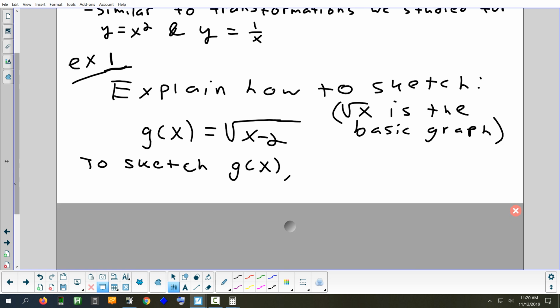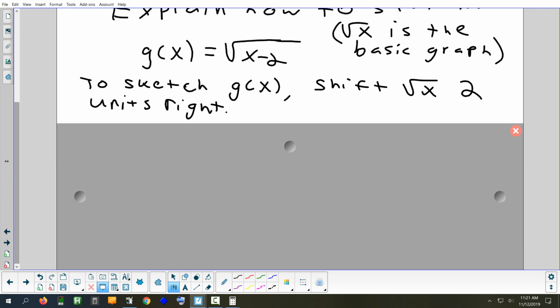Okay. So it's going to sketch g of x, shift square root of x, 2 units right. Now, when I did this last week with my juniors, some people wrote a whole paragraph. You don't really need that much. Just shift 2 units right. That's all you need to say. Okay. All right, let's look at this one.